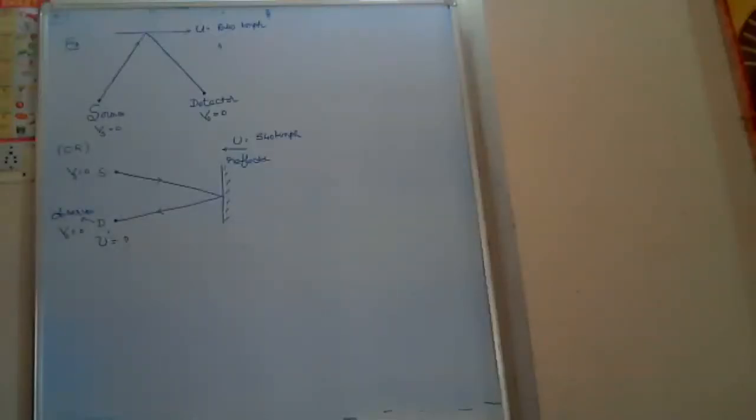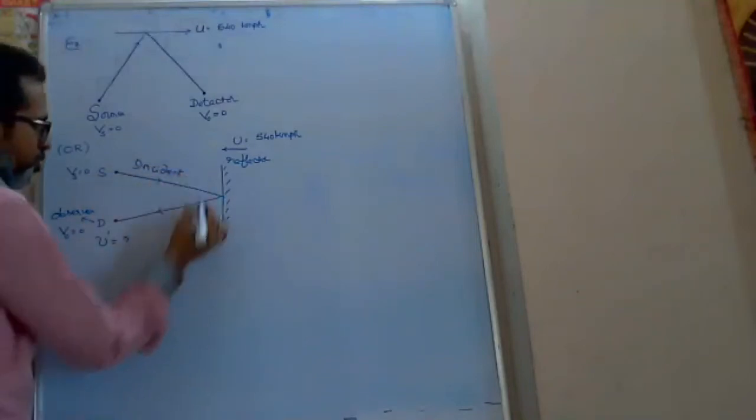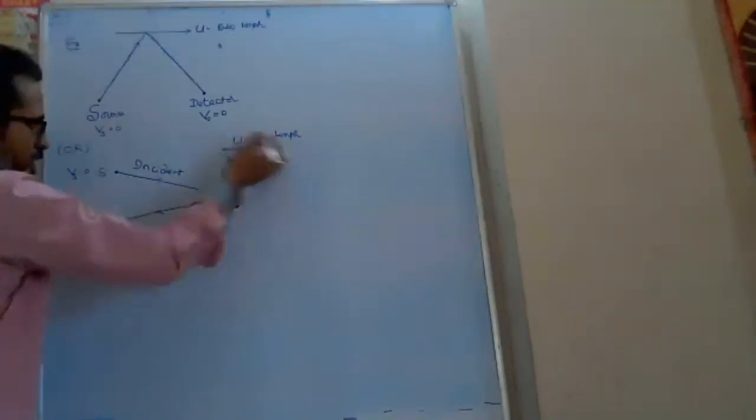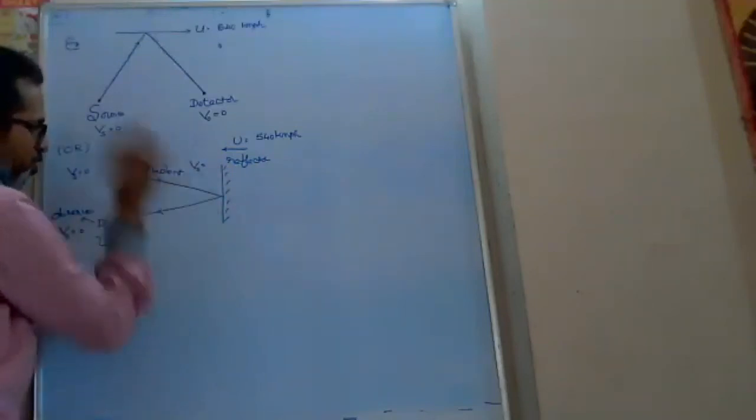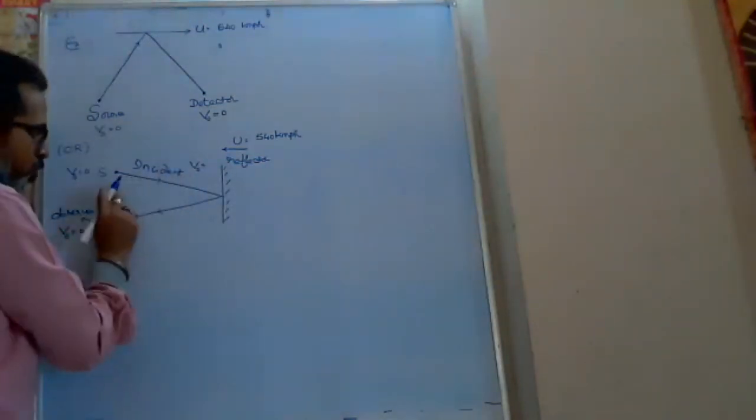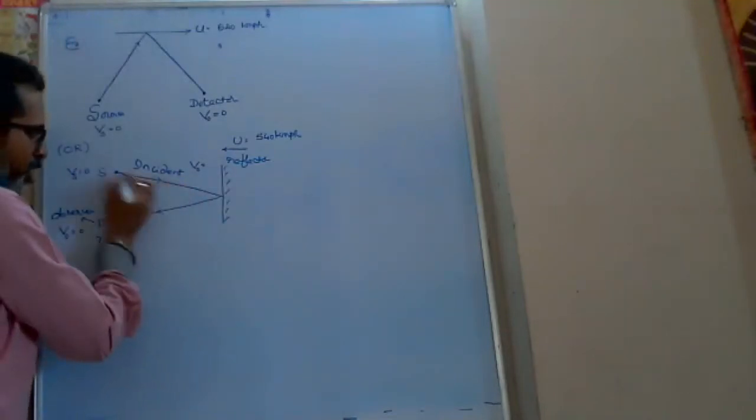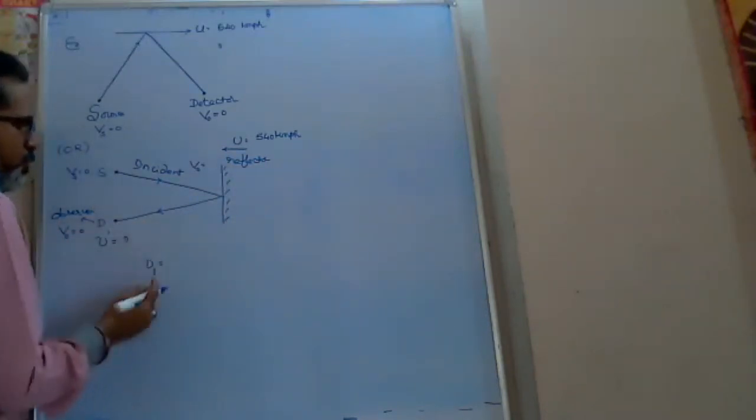So for the incident wave, the reflector behaves as the observer. So the velocity of the reflector is taken as the velocity of the observer in case of the incident wave. In case of the incident wave, the observer is in motion towards the source. Then the frequency received by the reflector, nu1, equals, when the observer is approaching the source, what is the formula?